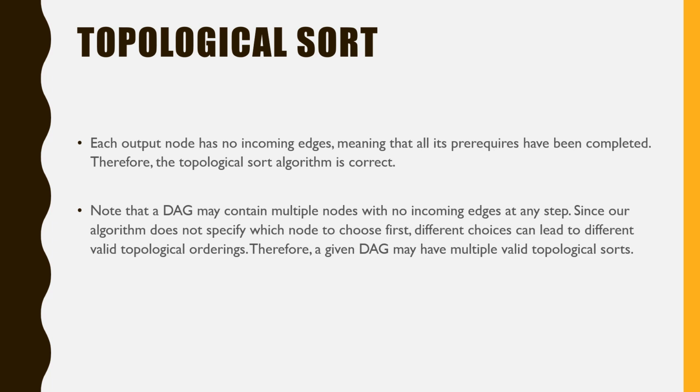Note that a DAG may contain multiple nodes with no incoming edges at any step. Since our algorithm does not specify which node to choose first, different choices can lead to different valid topological orderings. Therefore, a given DAG may have multiple valid topological sorts.